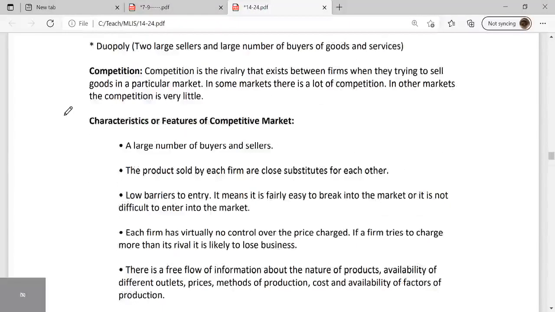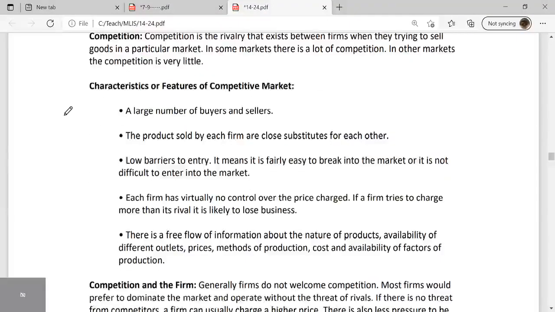In perfect competition, you'll have a large number of sellers and buyers. The products are almost similar, and they have few substitutes. There are low barriers to entry, so anyone can join the market easily. There is virtually no control over the price, which means price is determined by demand and supply, not in the control of the firm. And then there is a free flow of information about the nature of products.